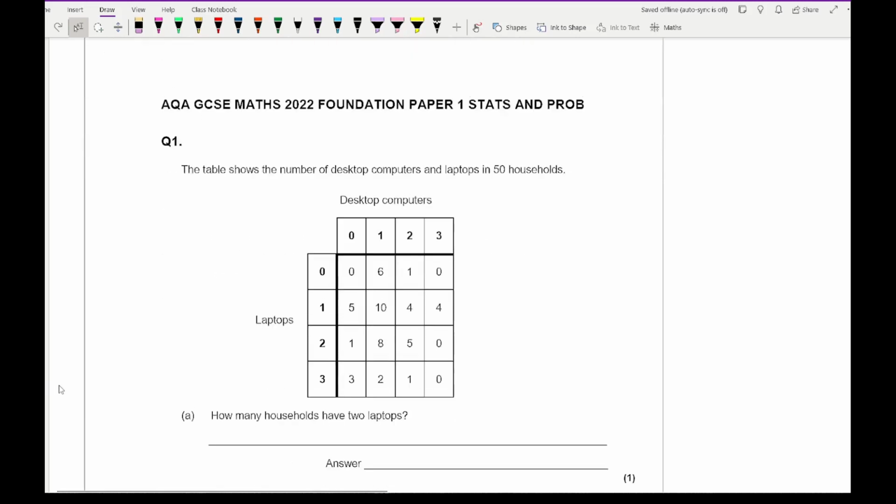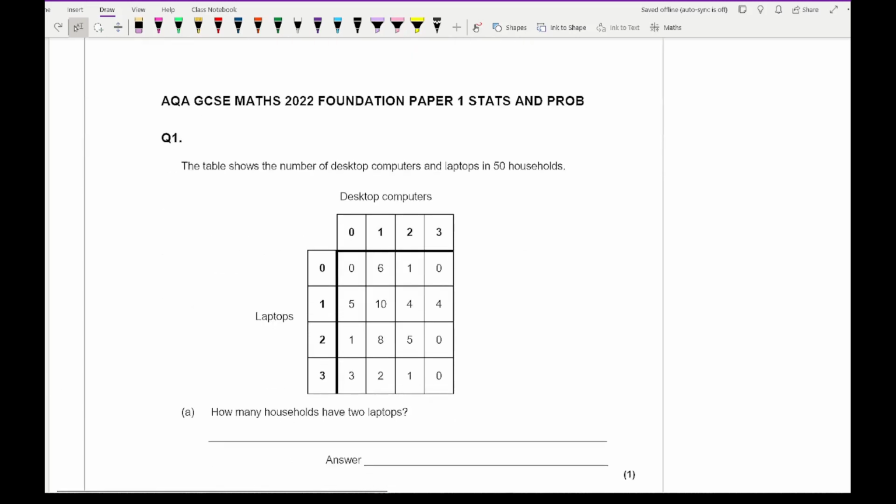Looking at question 1, which involves a two-way table. It says the table shows the number of desktop computers and laptops in 50 households. How many households have 2 laptops? For this question, all we need to do is add up the numbers in the 2 laptop row. So I'm going to do 1 plus 8 plus 5 plus 0, which gives me an answer of 14.